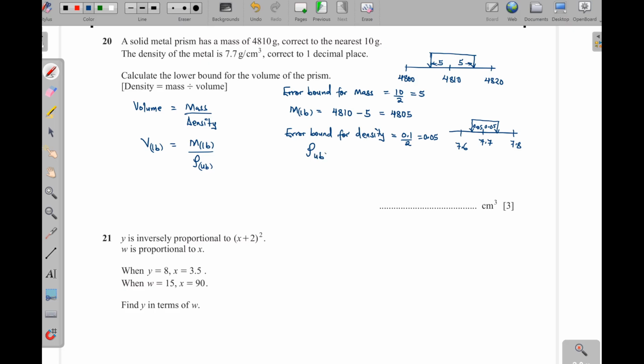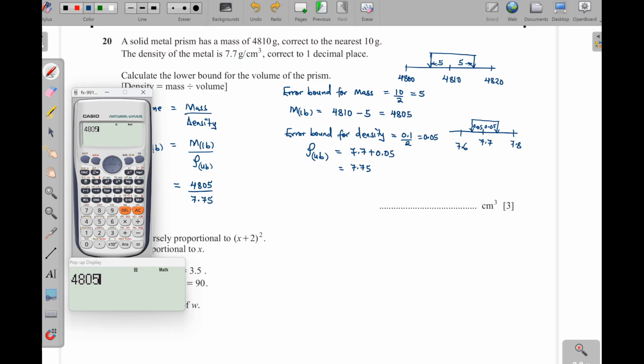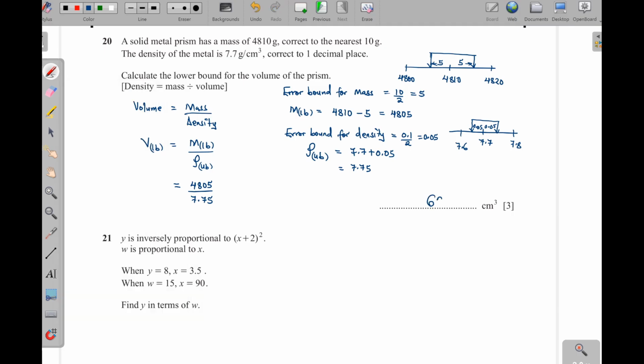That means the upper bound for the density is going to be 7.7, then plus the 0.05. Okay, and then you get 7.75. Now we substitute here. This one we have gotten it as 4805. Then we are dividing by 7.75. So when we put this one in the calculator, what do we get? 4805 divided by 7.75. We get 620, and it is exact.